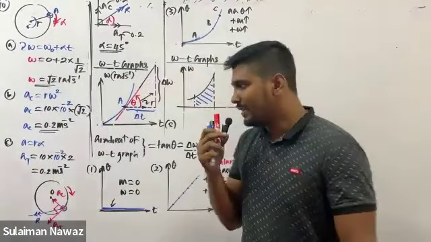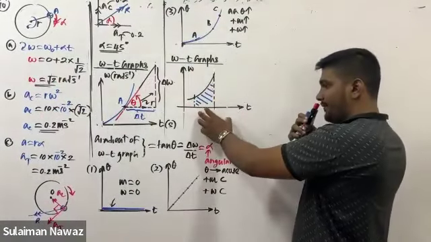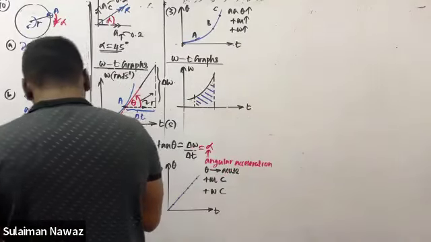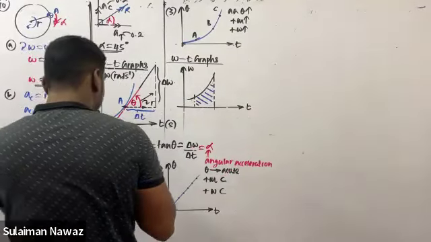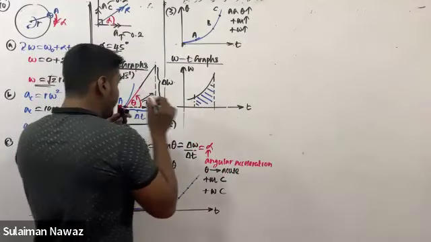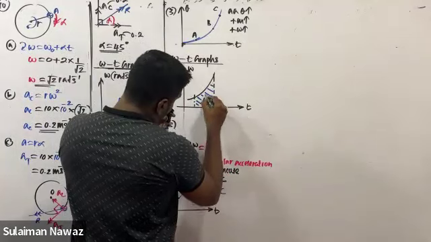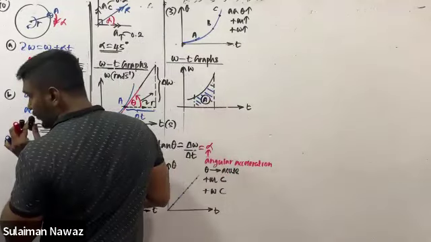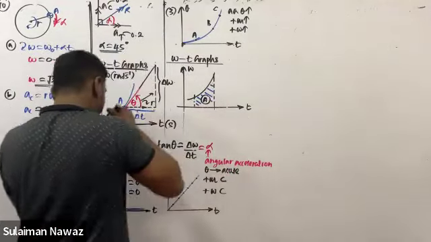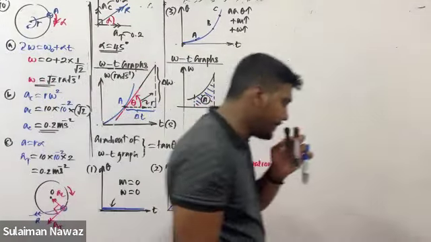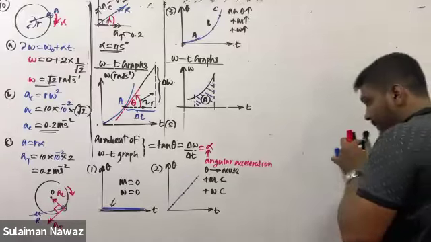Angular acceleration. So now quickly draw this graph, omega-t graph. Area under angular velocity-time graph. You guys know that the area under the angular velocity-time graph represents angular displacement.